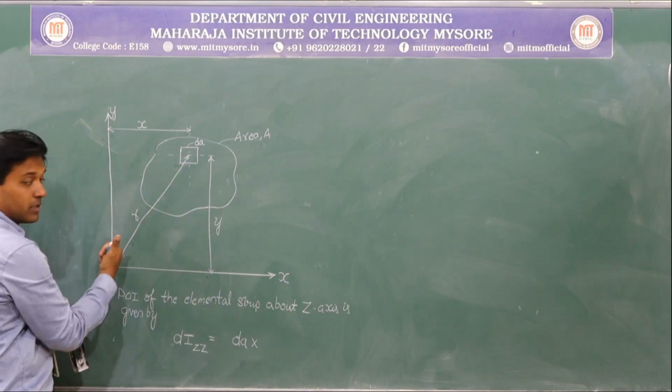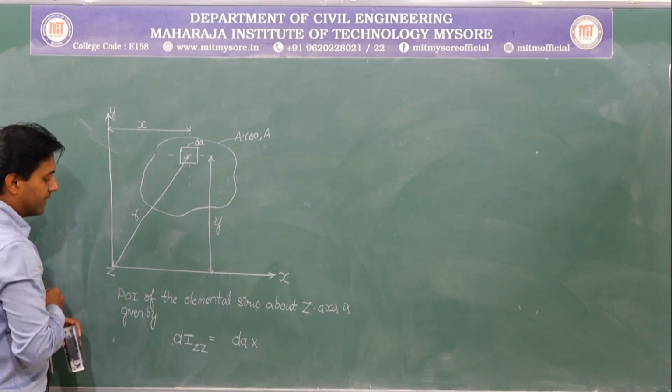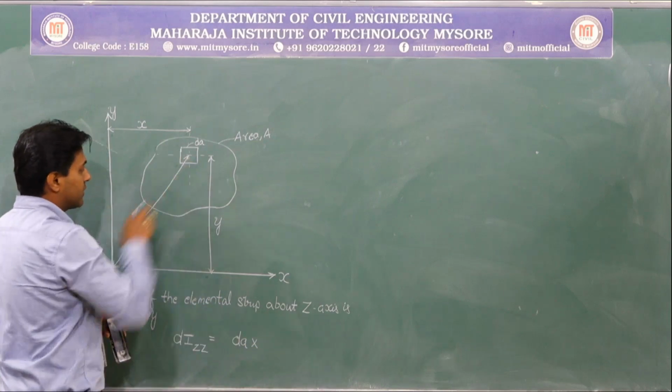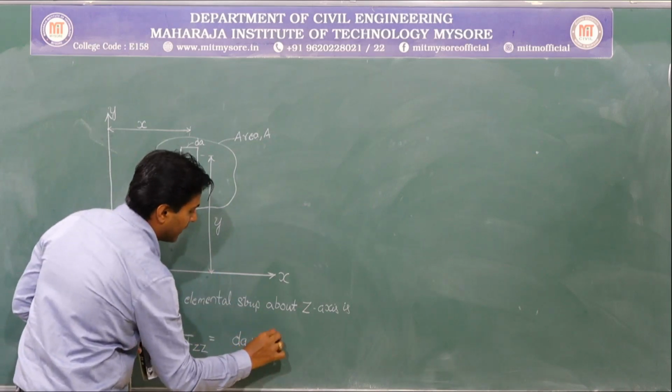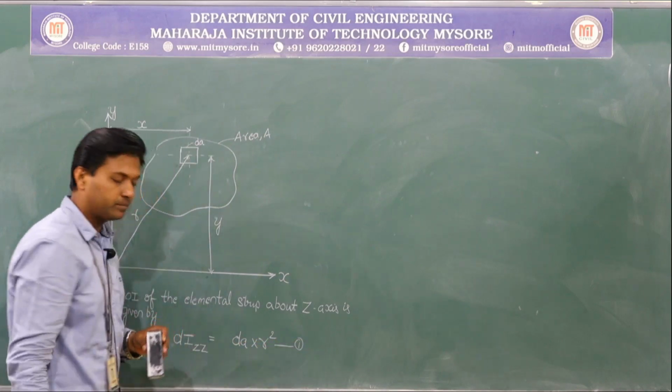Now about the z axis, the z axis is towards you. So I will be marking the z axis like this. It is projecting towards you. So area into distance squared. Distance squared I will be calling r squared. Let me call this equation 1 for the time being.